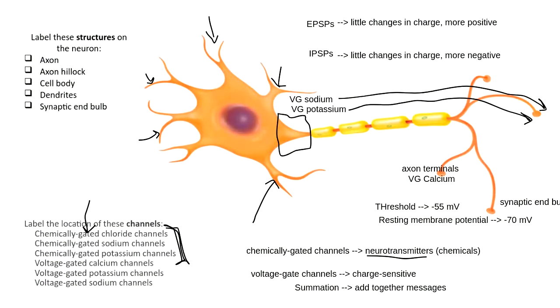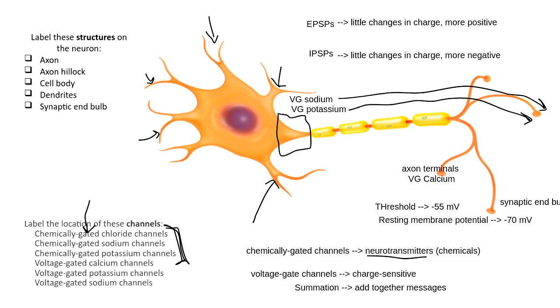Okay, so let's clarify. The axon has voltage-gated sodium channels. I'll mention too, the axon terminals also have voltage-gated sodium and potassium down here. I do summation right here where I'm adding together my messages. When I add together my messages, I'm not receiving any messages. I'm just adding together everything that everybody else heard. I don't have chemically gated channels here. I just have voltage-gated channels here.